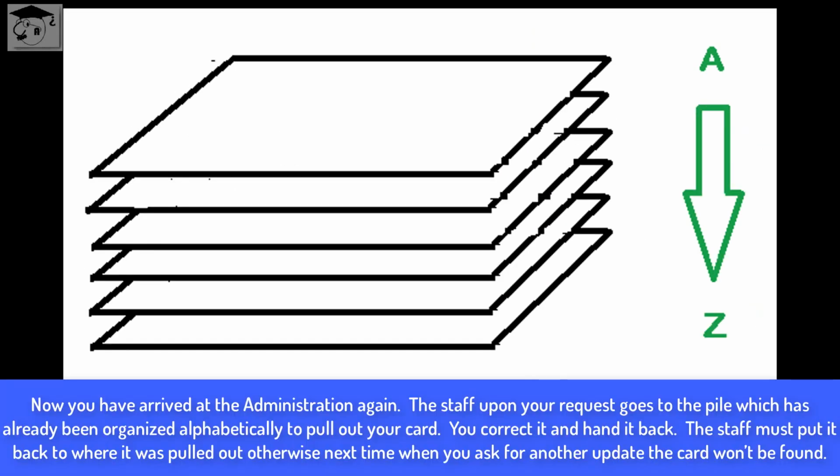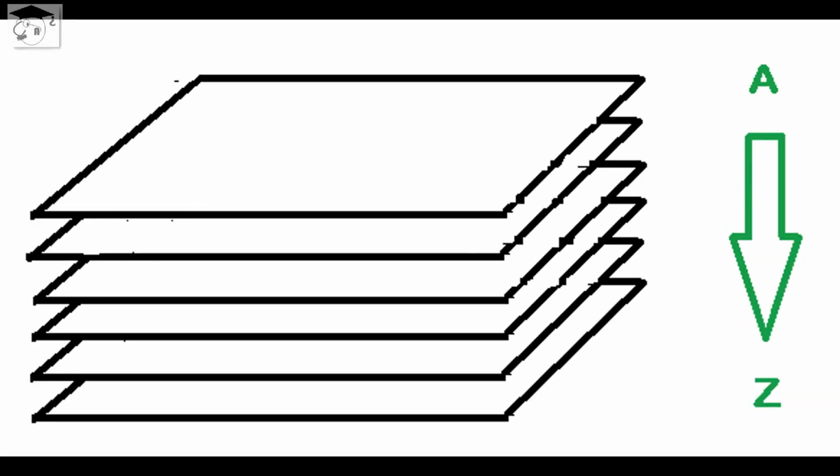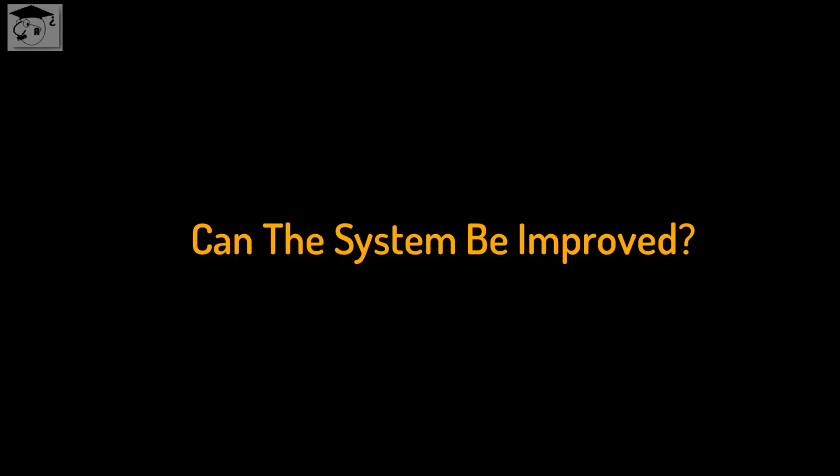Now you have arrived at the administration again. The staff, upon your request, goes to the pile which has already been organized alphabetically to pull out your card. You correct it and hand it back. The staff must put it back where it was pulled out, otherwise next time when you ask for another update the card won't be found. Can the system be improved?